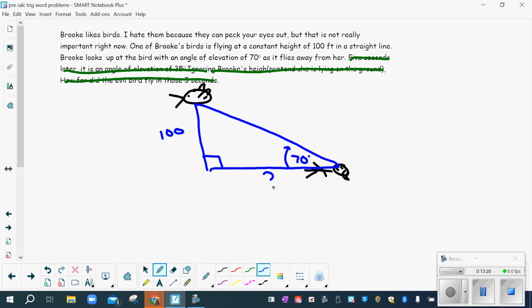It looks like it's going to be tangent to me, opposite and adjacent. We use tan a lot in word problems. Go ahead and round to the nearest whole number. It's going to make the problem nice and easy for us. Tan 70 equals 100 over, I don't know. I'm going to get that 100 over, I don't know.